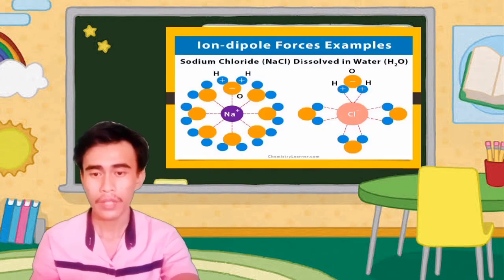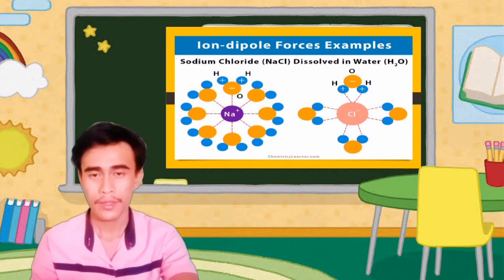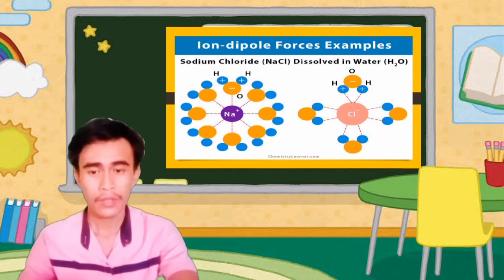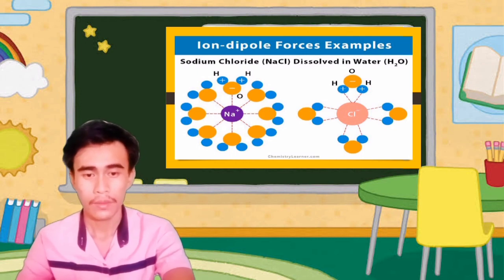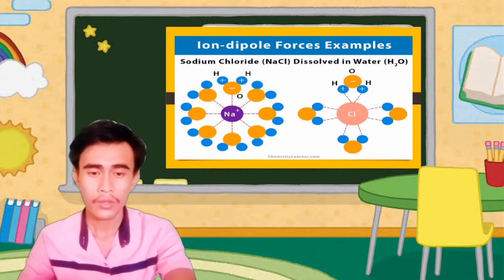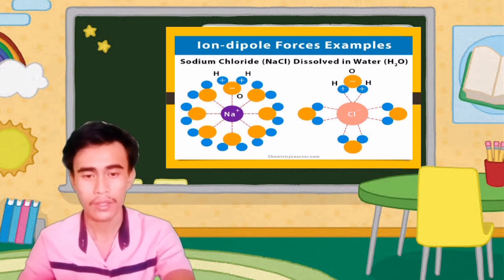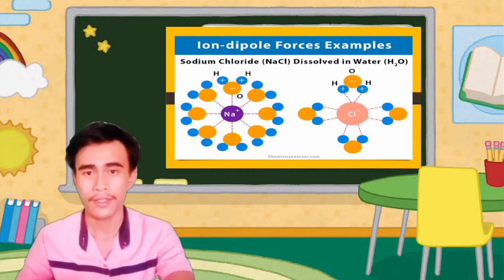Another example of ion dipole force is sodium and water. Since the positive charge of our sodium is dominant, the oxygen of the water is attracted to the sodium, and the same on the other side. Then we have a chlorine ion here. The hydrogen is the one attracted, because the hydrogen is the positive pole, and the negative charge is dominant in our chlorine. So there is an interaction of force between them, and it is called an ion dipole force.